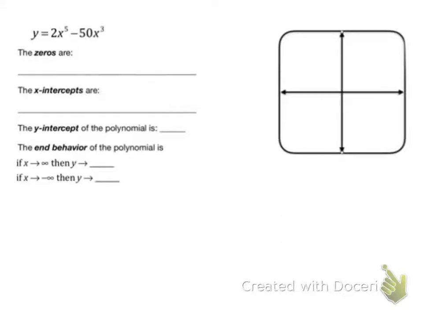Page 3 of our study guide. So we're starting off page 3 with a little more factoring. We still have to find the zeros, the x-intercept, the y-intercept, and graph this. So same criteria to start this one out.